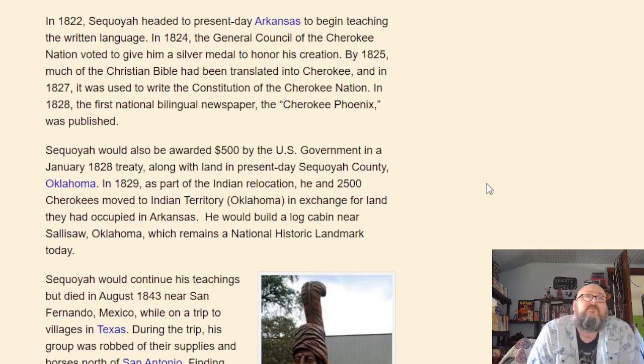In 1822, he headed to present-day Arkansas to begin teaching the written language, and in 1824, the General Council of the Cherokee Nation voted to give him a silver medal to honor his creation. By 1825, much of the Christian Bible had been translated into Cherokee, and in 1827, it was used to write the Constitution of the Cherokee Nation. In 1828, the first national bilingual paper, the Cherokee Phoenix, was published. He would be awarded $500 by the U.S. government in January 1828 in the 1828 treaty, along with the land in present-day Sequoyah County, Oklahoma.